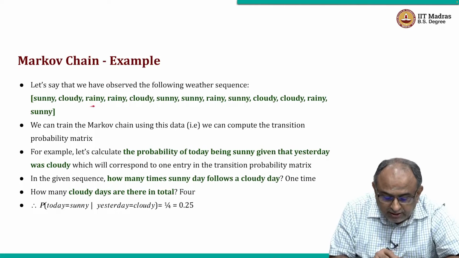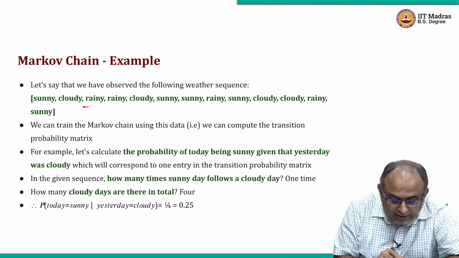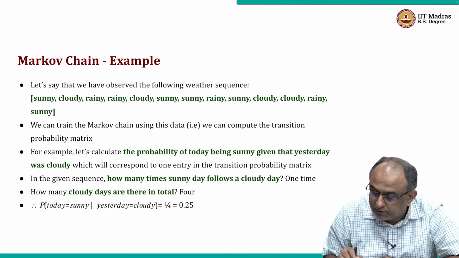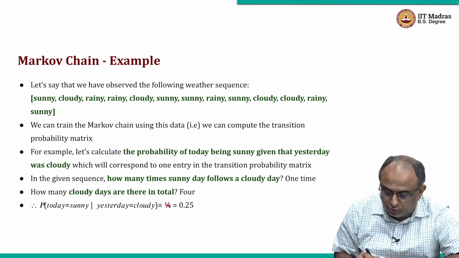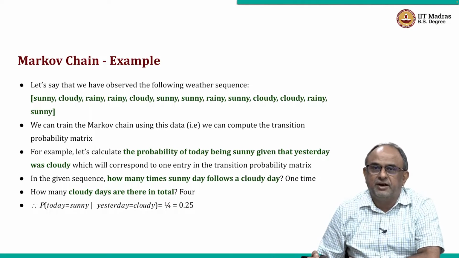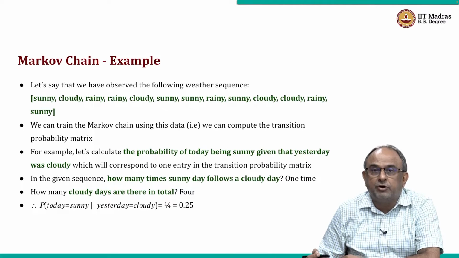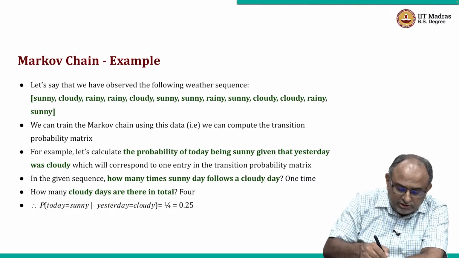So, the denominator again is 4 because there are 4 cloudy conditions, but you see rainy following cloudy is 1, rainy following cloudy is another one. So, the numerator is 2. 2 by 4 is 0.5, half, and that we expected, right. So, this is the way we are going to use historical data to find out all these probabilities.